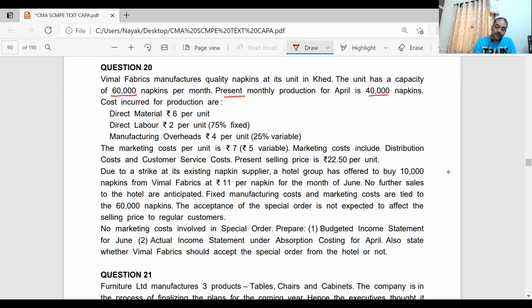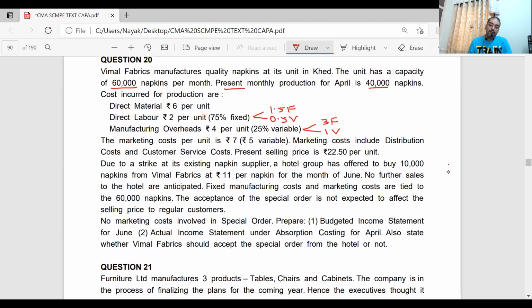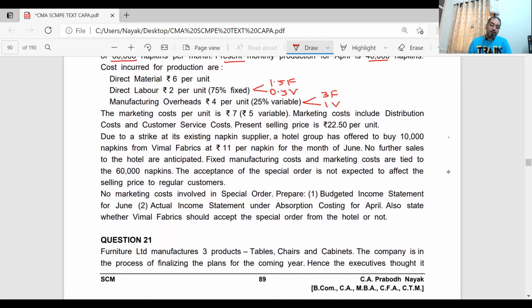75% of this is fixed. It is 1.5 fixed, 0.5 variable. So variable direct labor is not 100% variable. Manufacturing overhead is 4 rupees per unit, 25% variable. So fixed is 3 rupees, variable is 1 rupee. Marketing cost per unit is 7 rupees, 5 rupees is variable. Marketing costs include distribution cost and customer service cost. Present selling price is 22.5.